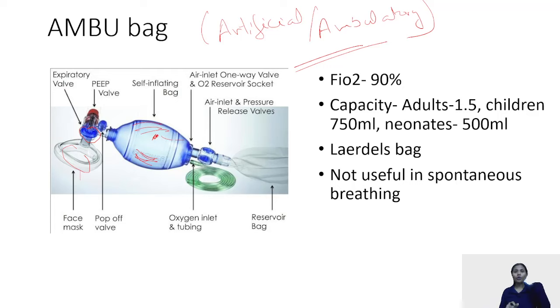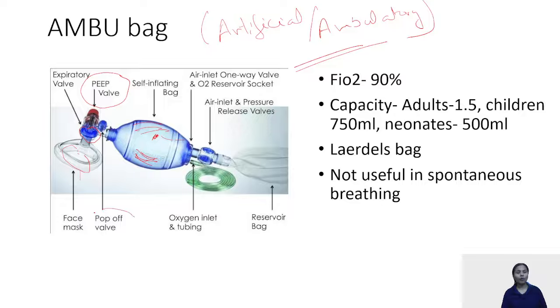Whereas there is one more port, the expiratory port, on which we have a one-way expiratory valve which opens only when there is the desired amount of CO2 to be exhaled, and thus the port opens and CO2 gets exhaled. This is the expiratory valve. Then you have a PEEP valve for providing some respiratory assistance.